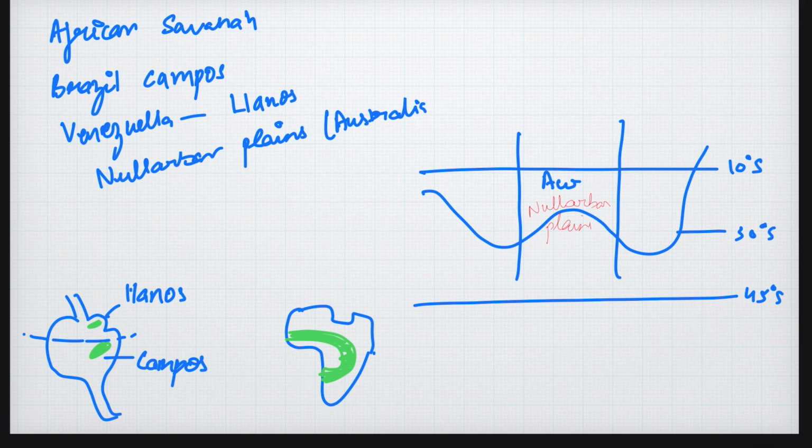The African savanna is found in a horseshoe shaped pattern, and in between you have AF type of climate. Llanos, these are the grasslands. Llanos of Venezuela, Campos of Brazil, and Nullarbor Plains of Australia. This is the Australian coastline, and you can see that the Nullarbor Plains are found here.